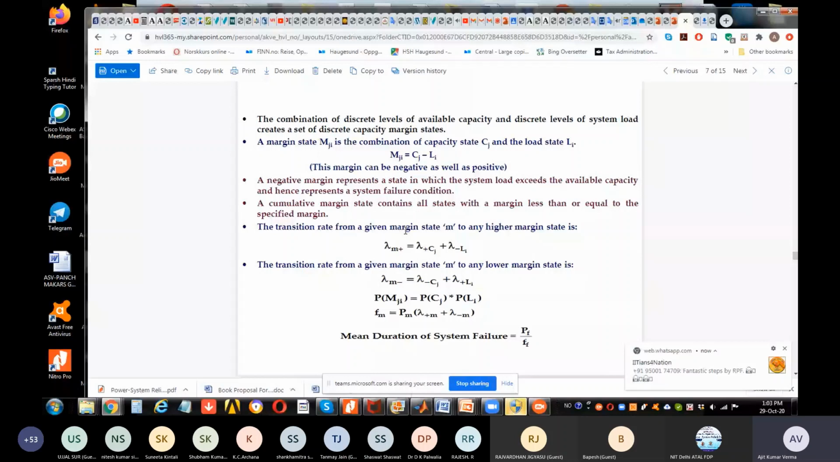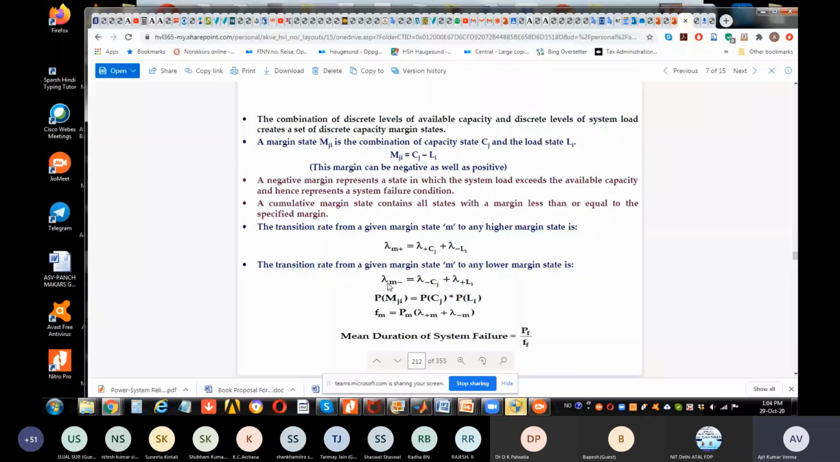Without getting much into the mathematics, you should know that higher margin would imply a higher capacity state and lower load state. Higher capacity, lower load mean positive margin. Simple logic. And negative margin state means lower capacity state and higher load state. Lower capacity and higher load state would mean negative margin state.